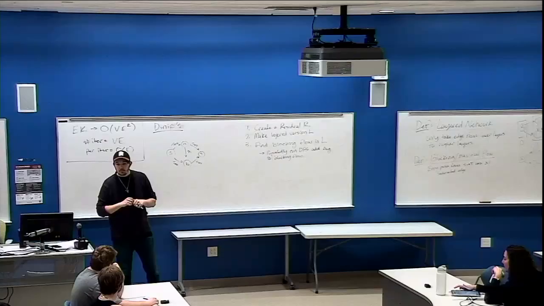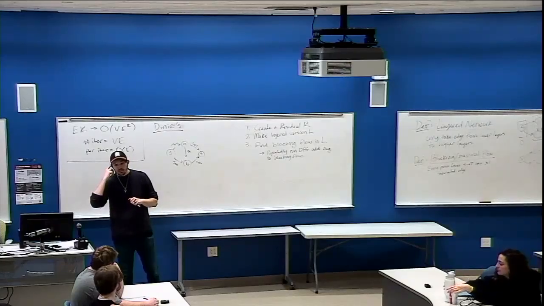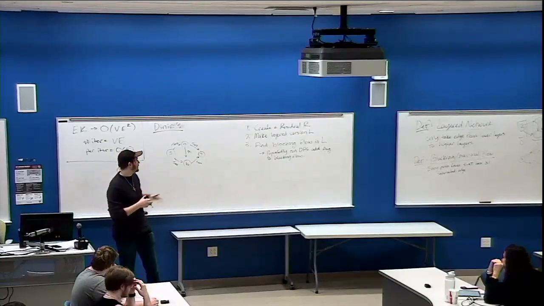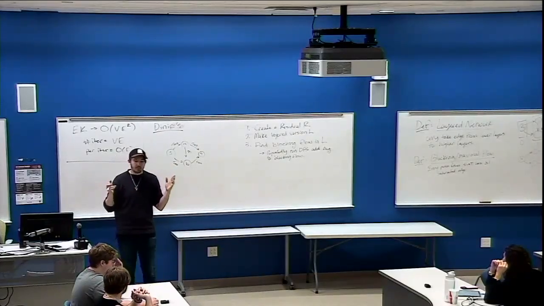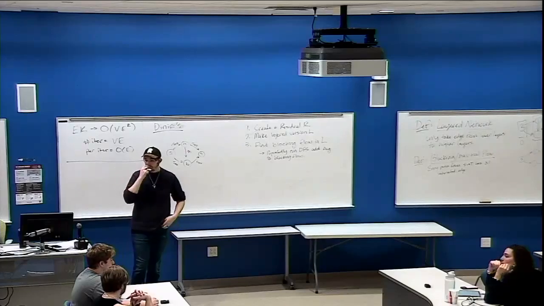Not necessarily the same blocking flow. We just need to find a blocking flow. The guarantees for Dinic's only require that we find a blocking flow. We don't necessarily need it to be a specific one. Yeah, could you explain what you mean?